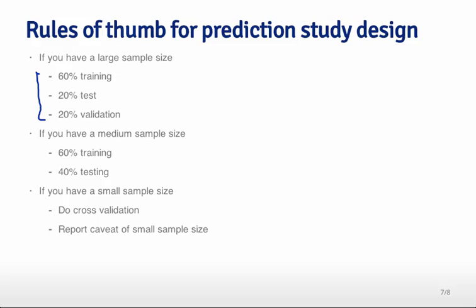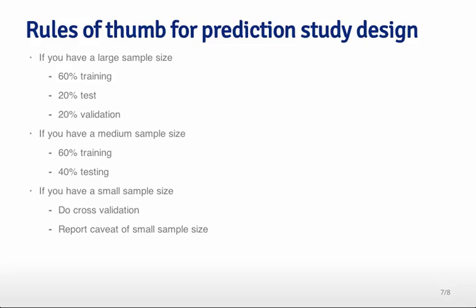This is again assuming that your test and validation data sets won't be too small if you do that. If you have a medium sample size, what you might do is take 60% of your data set to be training and 40% to be testing. This means you don't get to refine your models in a test set and then apply them to a validation set, but it might ensure that your testing set is of sufficient size.